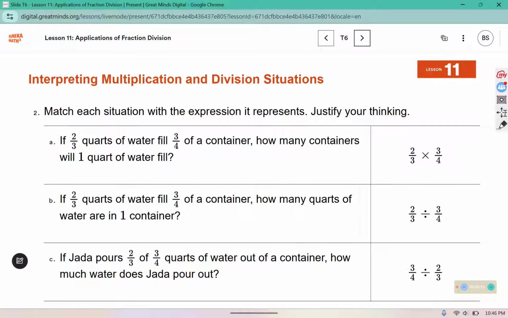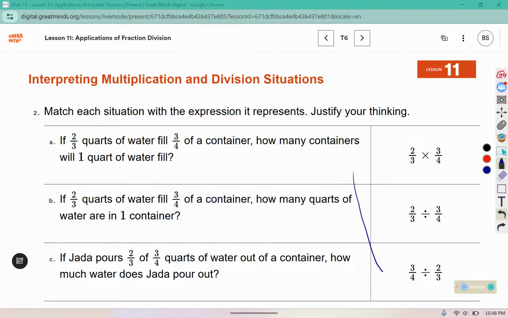Two-thirds fills 3/4. That's like 7/10 is 2/3 of the trail. So this should be a division expression. But instead of being asked how much fills the container, we're asked how much fills 1 quart. So this should be this one.